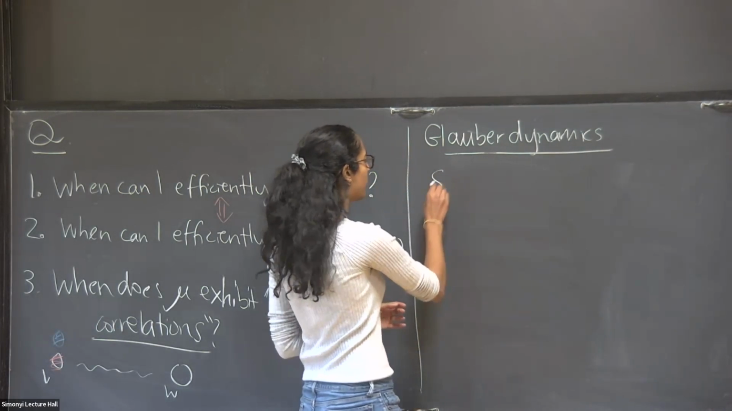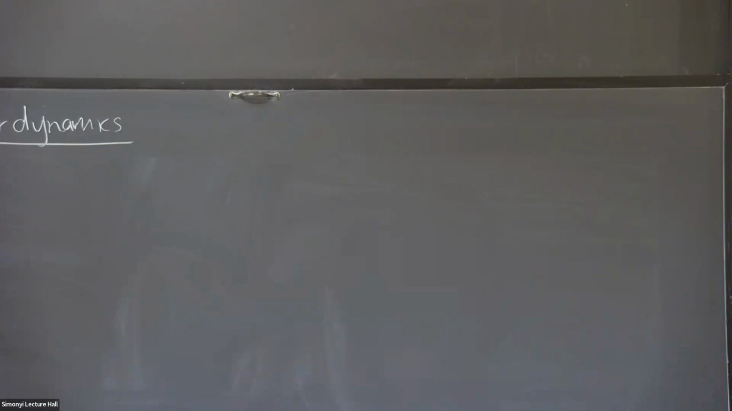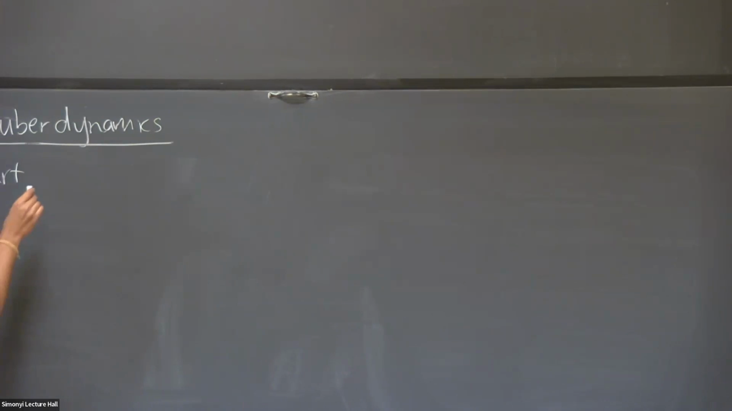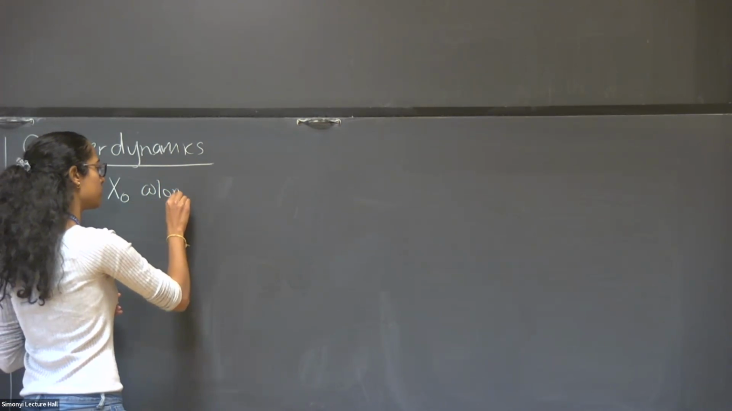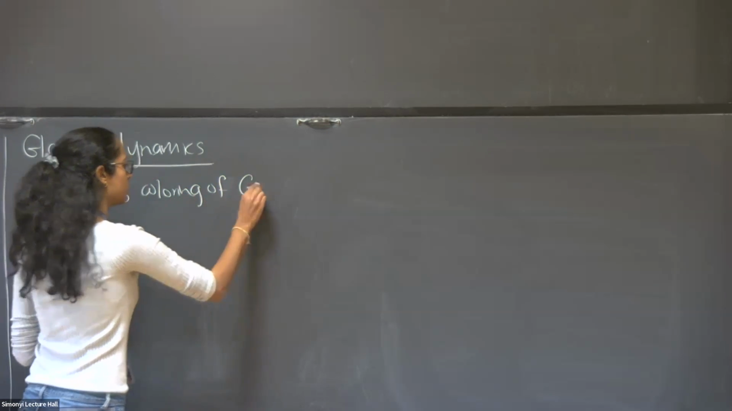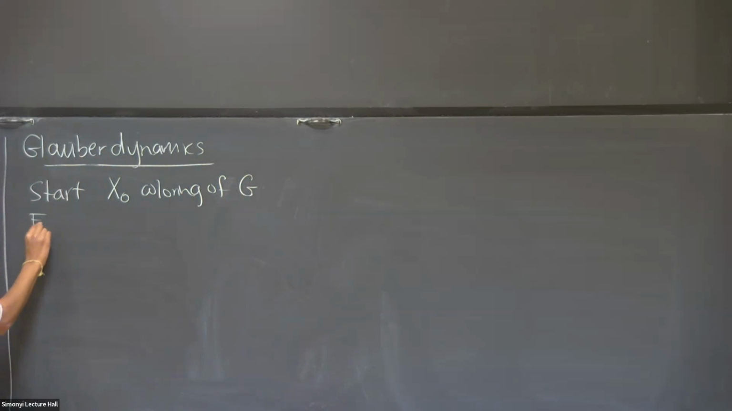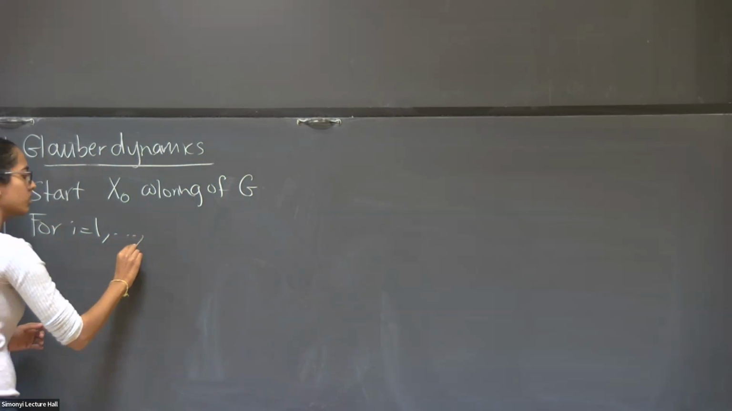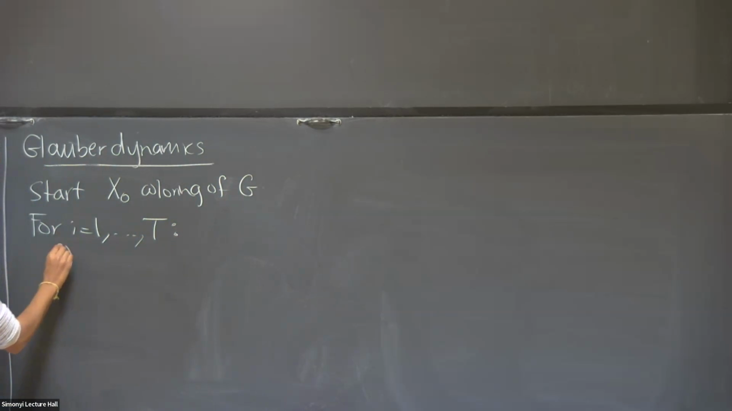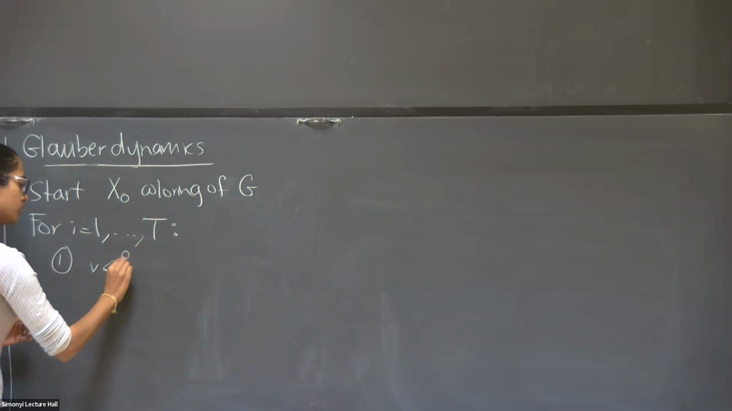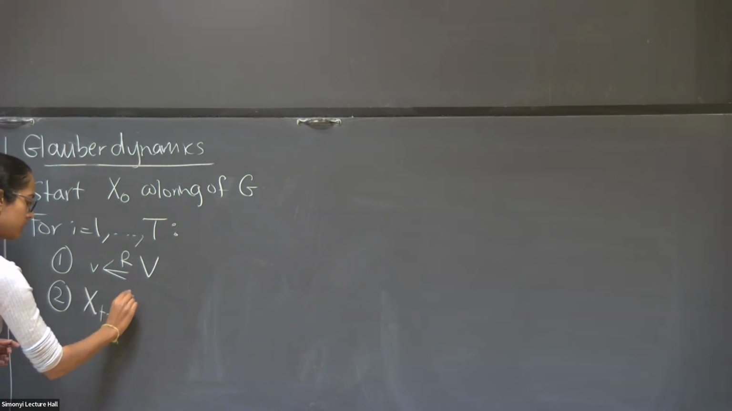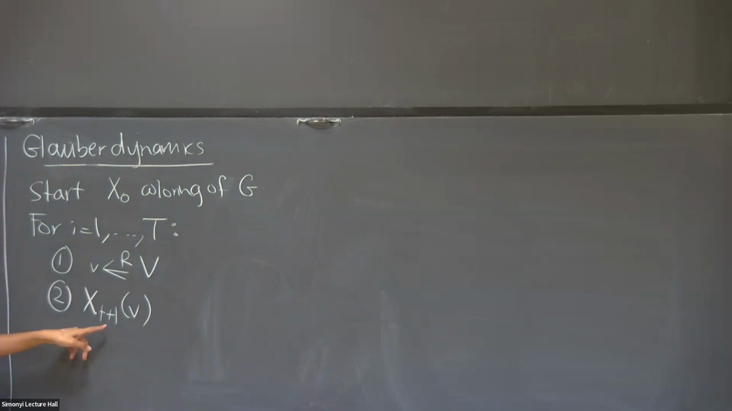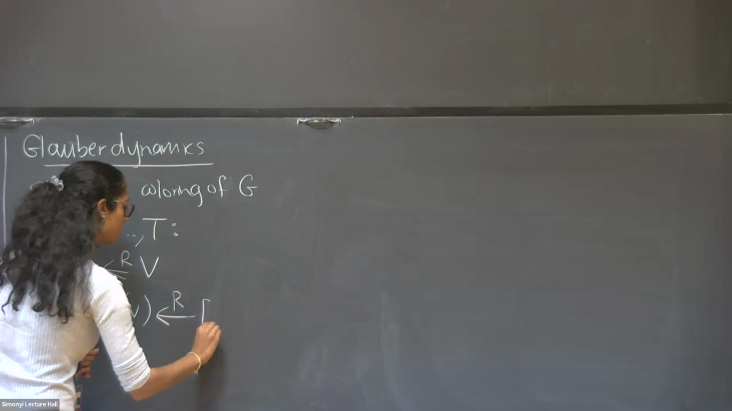So what do I do? I start with my favorite coloring. In fact, it doesn't even need to be a proper coloring, but we already know we can make a proper coloring. So I start with some proper coloring. And I'm going to repeat the following process. From 1 all the way to t, I'm going to first randomly sample a vertex. And the second is I'm going to update only that vertex. So what are the possible colors that this vertex can be? Well, anything that its neighbors aren't. So I'll randomly choose a valid color.